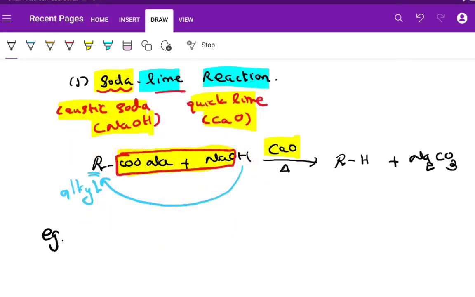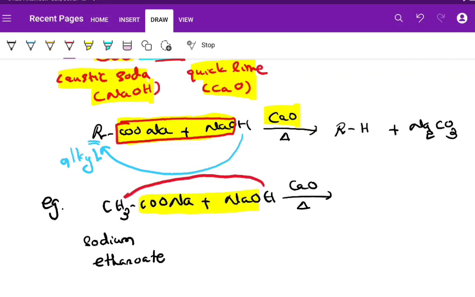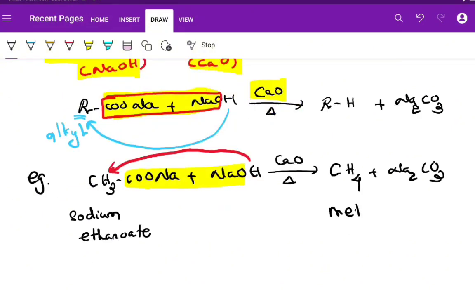For example, CH3COO-Na, which is sodium ethanoate, reacts with NaOH sodium hydroxide and CaO as a catalyst. Na2CO3 combines and hydrogen comes to CH3, giving CH4 and Na2CO3 as products. CH4 is methane and alkane is prepared.